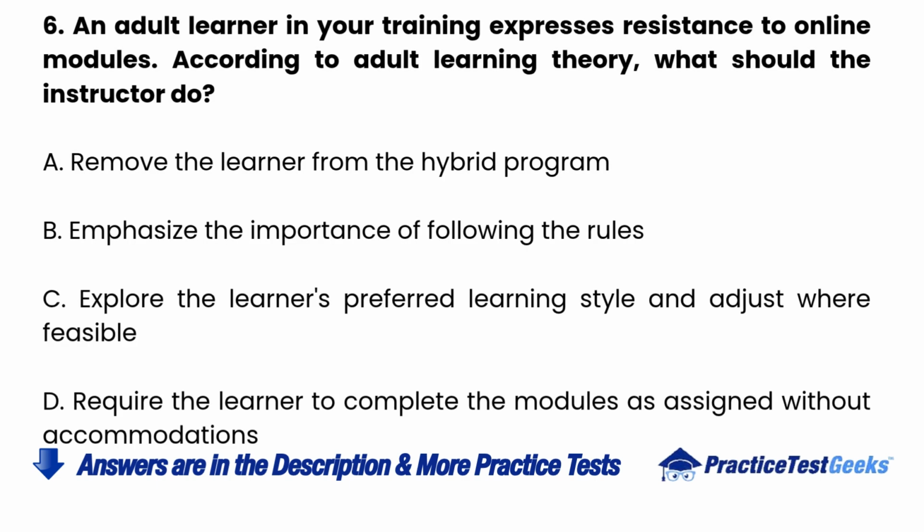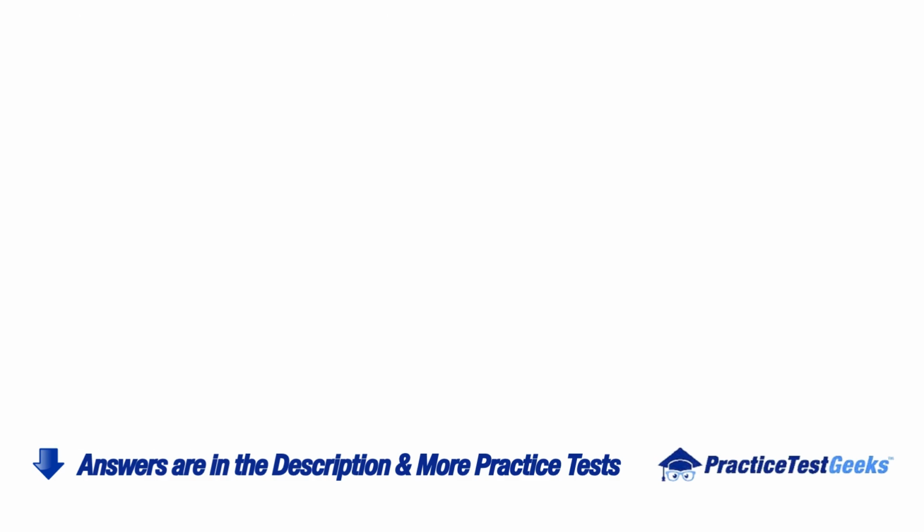6. An adult learner in your training expresses resistance to online modules. According to adult learning theory, what should the instructor do? A. Remove the learner from the hybrid program. B. Emphasize the importance of following the rules. C. Explore the learner's preferred learning style and adjust where feasible. D. Require the learner to complete the modules as assigned without accommodations.